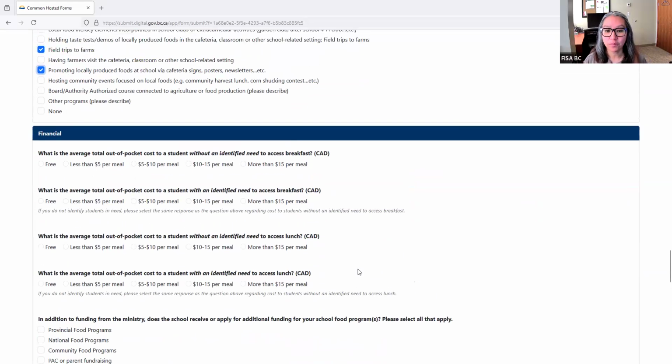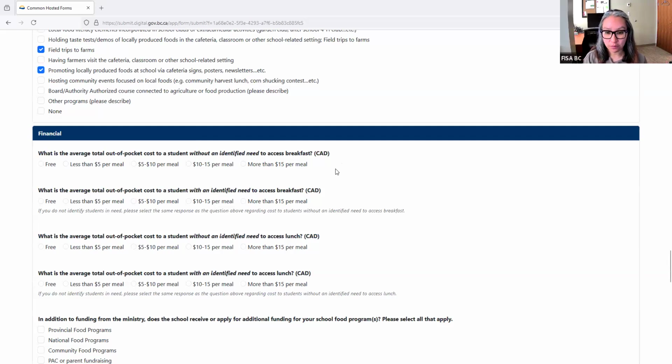And now we're going to go for money, okay? This is also the one that they always get a little bit confused about, and we're going to try to go as close as we can to our answers. So we'll start with the first one that says, what is the average total out-of-pocket cost to a student, not to the school, to a student with an identified need, without an identified need, to access breakfast? If you are not doing any breakfast, skip this question.